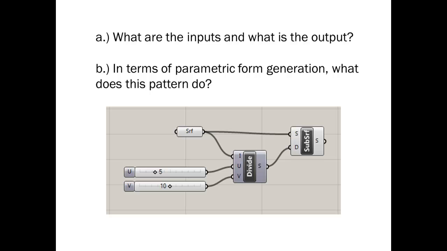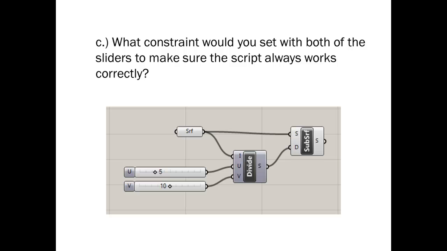What constraint would you set for both sliders to make sure the script always works correctly? Let's think about the opposite way. What's a way to break this script with the inputs? Zeros and non-whole numbers, because you can't have a fraction of a surface, okay? And you can't have zero because then you've got nothing. What's another one? Those are the two big ones.